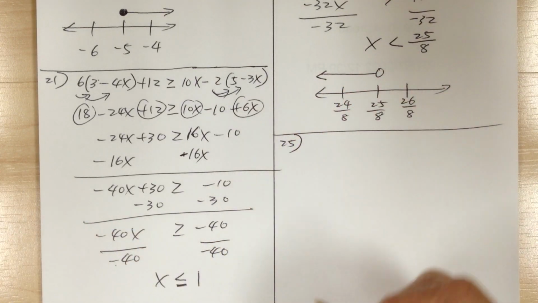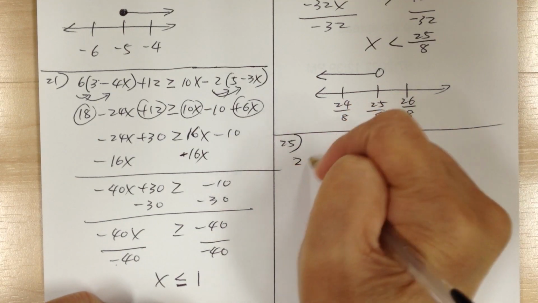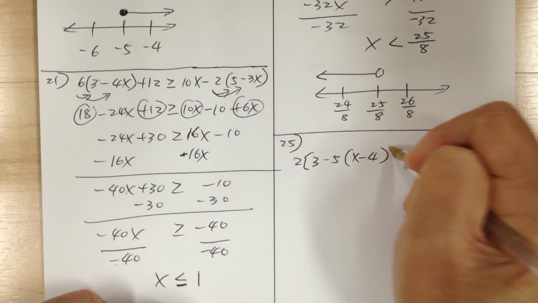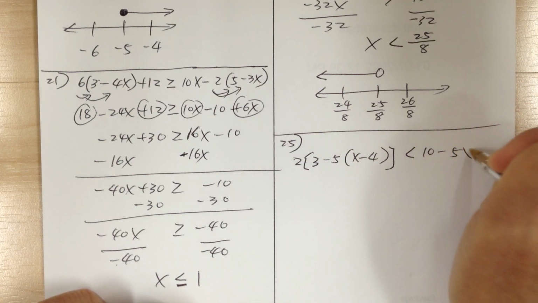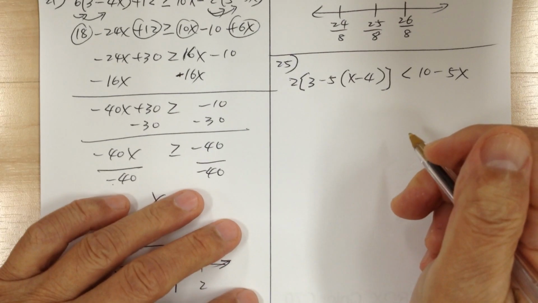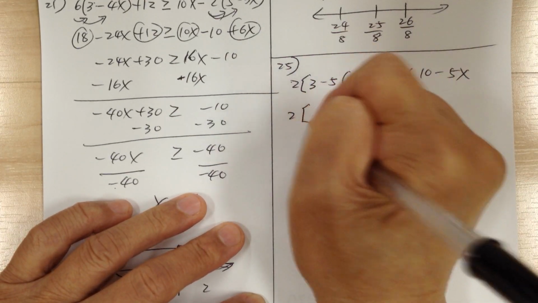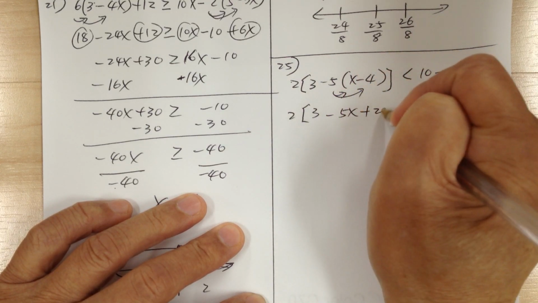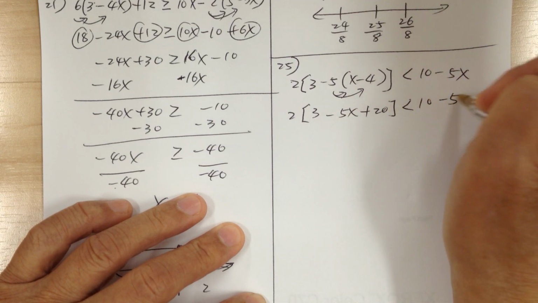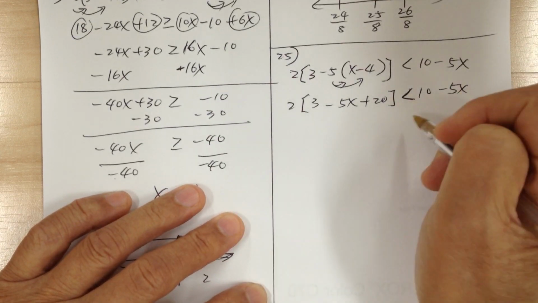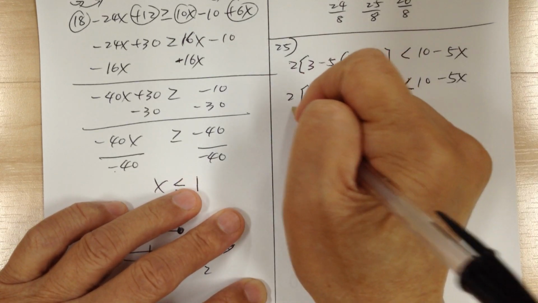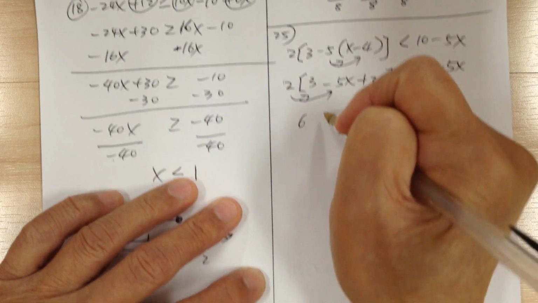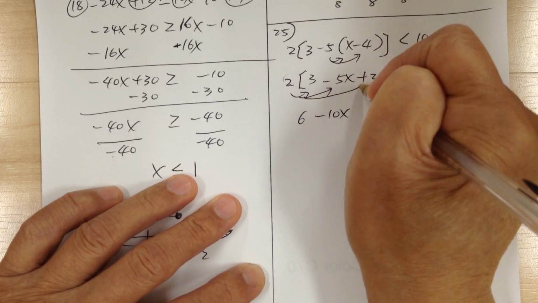Okay, let's go to 25. Okay, you have 2 bracket 3 minus 5 times (x minus 4) bracket less than 10 minus 5x. Okay, so first let's get rid of the parentheses. So when you multiply, you get minus 5x. Multiply, you get plus 20. So you can do one step at a time. So get rid of the parentheses. Now let's get rid of the bracket. Again, you also have to multiply by the things in front to get rid of the grouping symbol. So you can just distribute.